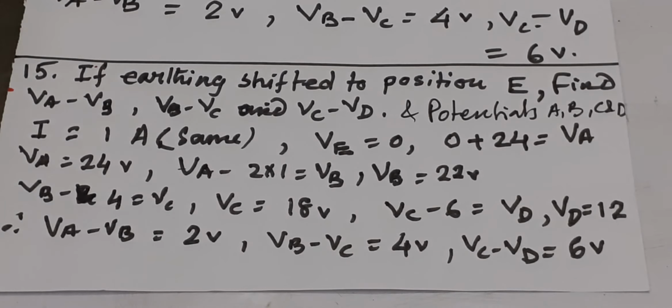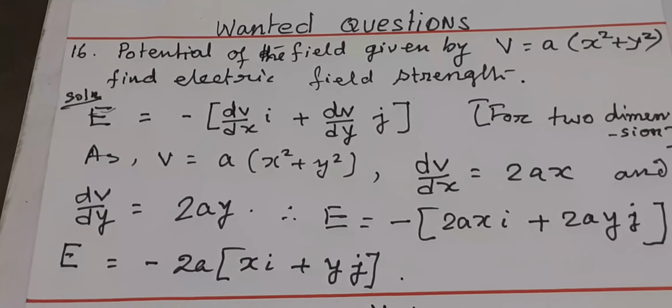And VA minus VB is 2 volt. So in this way you can find out the difference. The difference is very simple. Whatever resistance is there, into I will give the potential drop. Okay, come to the next question.